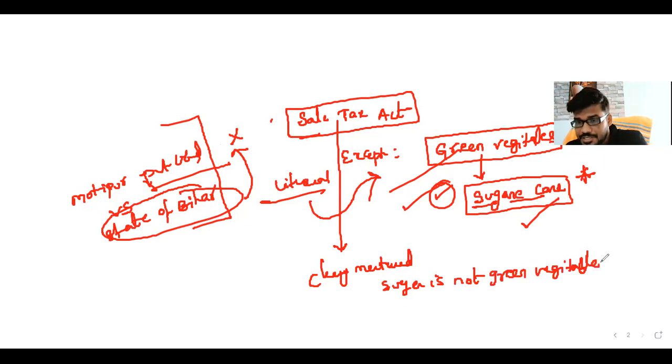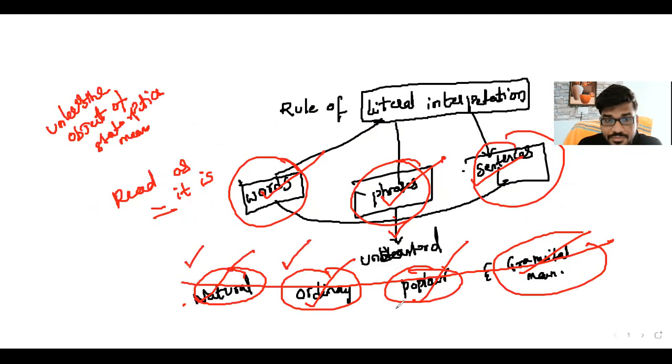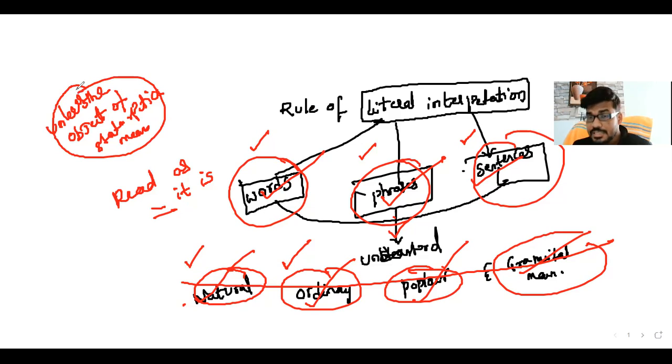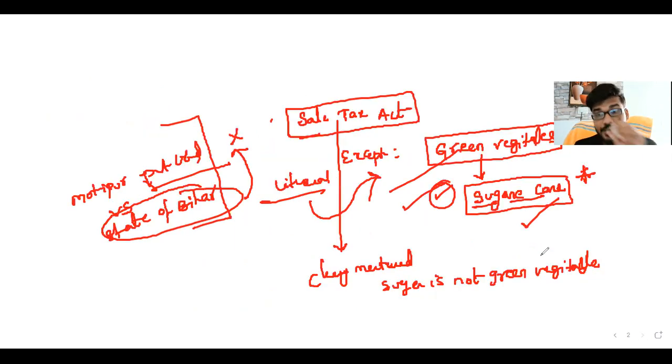So what is literal construction? Literal construction generally means whatever words, phrases and sentences we are using, you can understand them as they are, as a natural meaning, ordinary meaning, popular meaning and grammatical meaning. You interpret the statute that way. But whenever the Act gives any separate meaning, then you follow that. In this particular Sales Tax Act, by the ordinary, grammatical, natural sense sugar cane is a vegetable, but the Act clearly says sugar cane is not a green vegetable, so you follow that. That is literal construction.